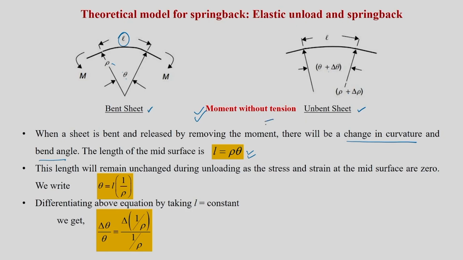Why? Because there is no tension given here. This length will remain the same, and so theta can be written as 1 by rho times L. If you differentiate it by keeping L constant, we can say del theta by theta is nothing but del (1 by rho) divided by 1 by rho. This del theta is the angular change due to spring back, which is nothing but theta into del (1 by rho) divided by 1 by rho. So, either you calculate this or this, we can calculate the spring back. This we already discussed, I am just refreshing it here.